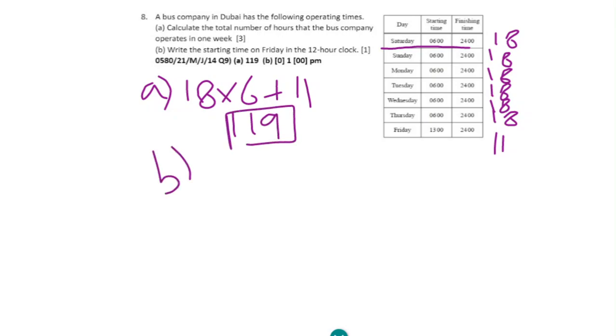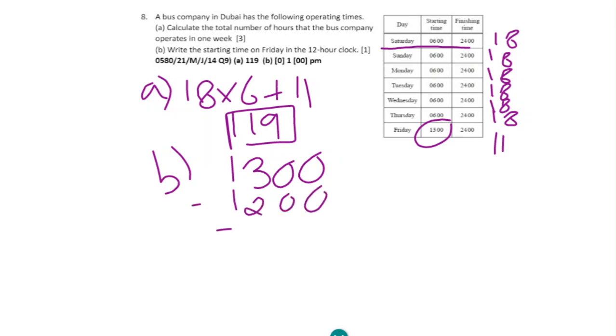Part B, write the starting time on Friday in 12-hour clock. So the starting time was 1300, which in 12-hour clock will be minus 12, which will be 01:00 p.m.